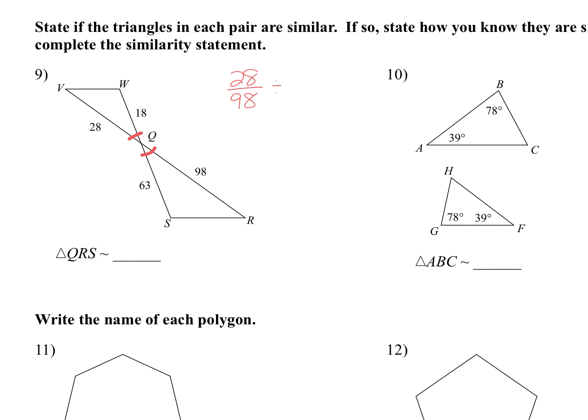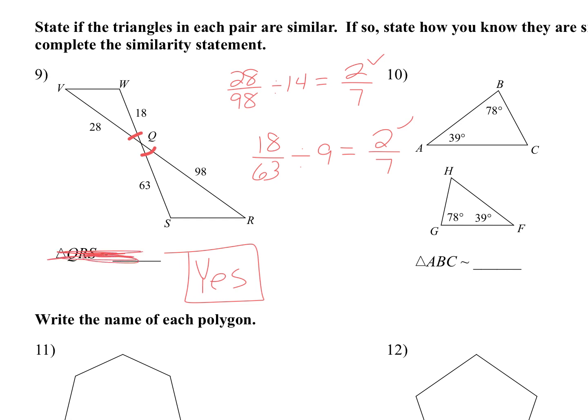14. That got me for a second. Divide by 14, we get 2 over 7. We have to do one more. What's the other ratio? 18 over 63. What can I divide both those by? 9. Divide both by 9, we get 2 over 7. What does that mean? They're similar. Don't worry about writing the congruent statement. You just put yes or no.